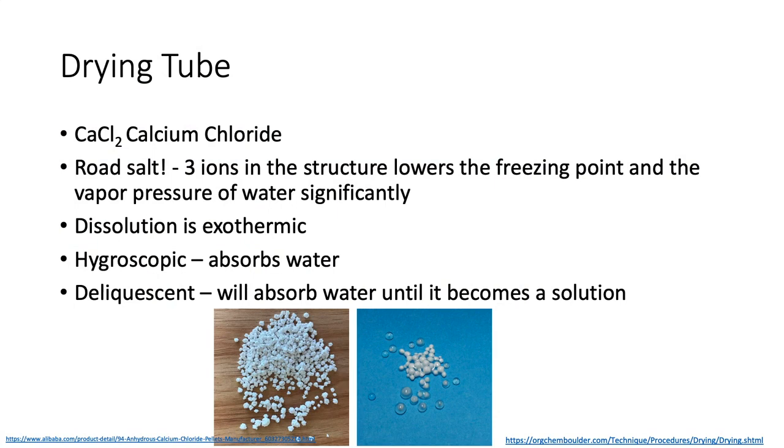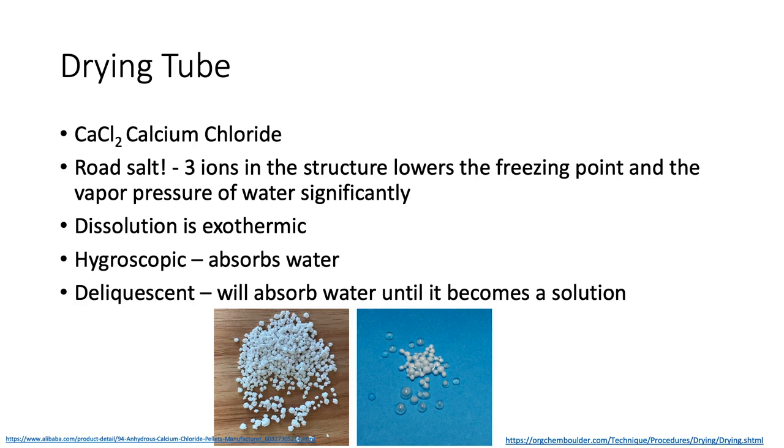So calcium chloride is CaCl2. It is, among other things, used as a road salt. There are 3 ions in the structure, and if you remember your colligative properties, it'll lower the freezing point of water when it has 3 ions in it. It's a very good electrolyte. It'll also lower the vapor pressure of a solution or increase the boiling point.